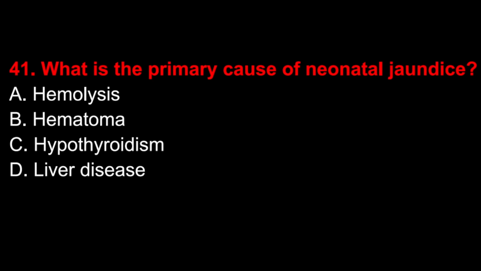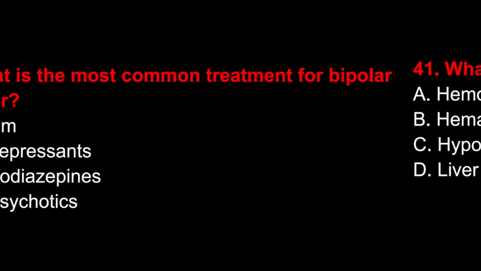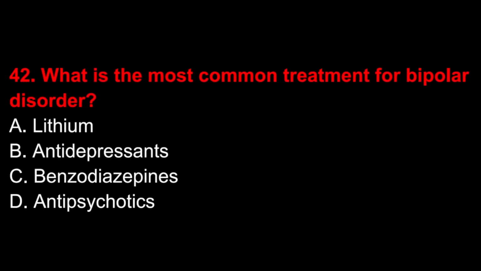Question number 41. What is the primary cause of neonatal jaundice? Correct answer is option A, hemolysis. Question number 42. What is the most common treatment for bipolar disorder? Correct answer is option A, lithium.